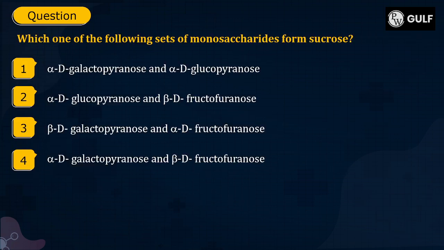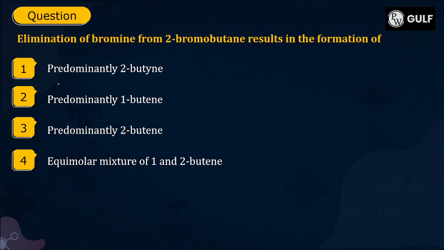Moving on to the next question. Which one of the following sets of monosaccharides forms glucose? Alpha D glucose plus beta D fructose. Which is your option 2. Moving on to the next question.